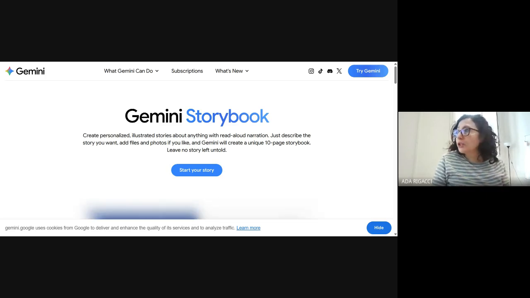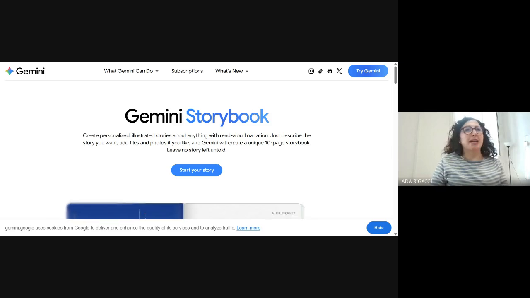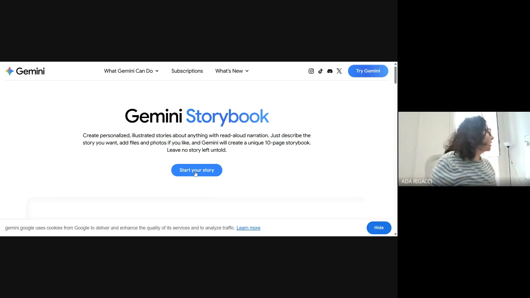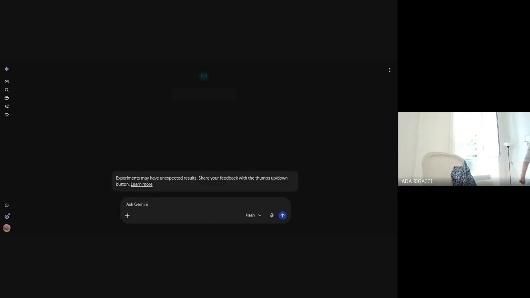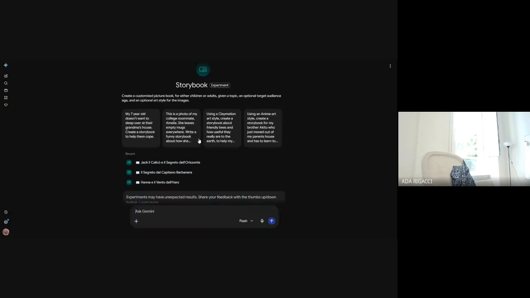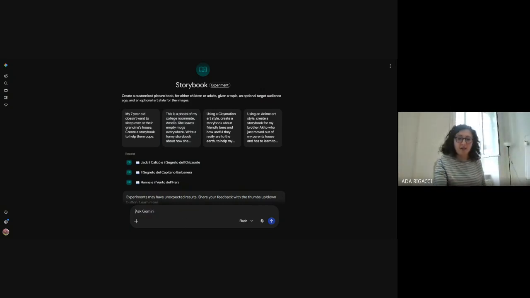So I will show you what you can do, and then we can discuss all together about all the possibilities you can use Gemini Storybook for. Maybe to make some not very fun material fun to read and to study. So you click on Start Your Story. So this is the storybook. It's very easy. You just prompt.